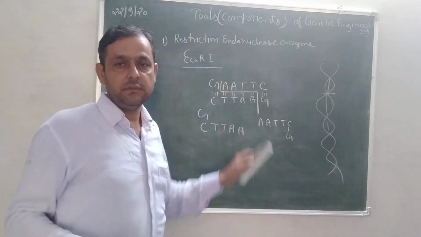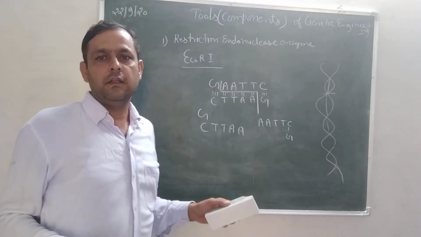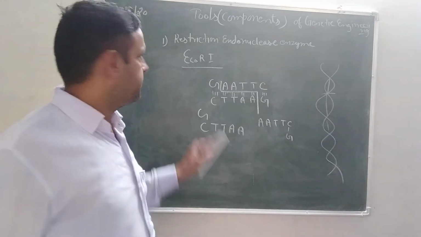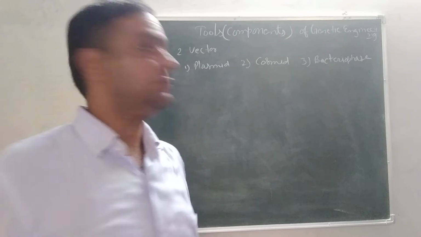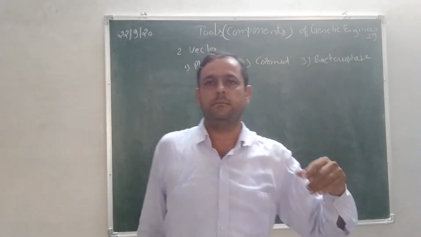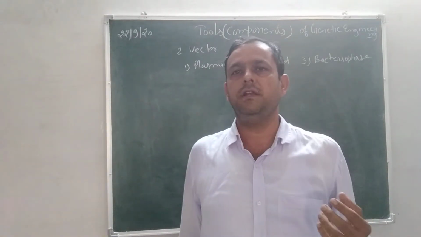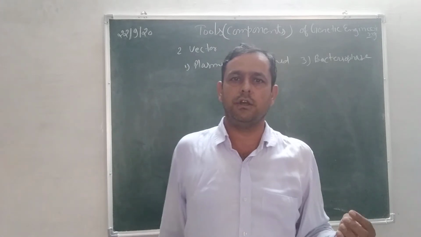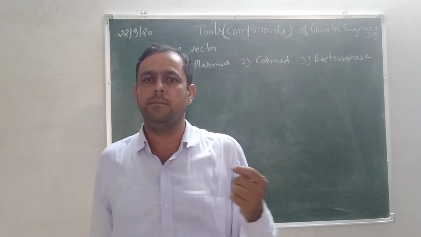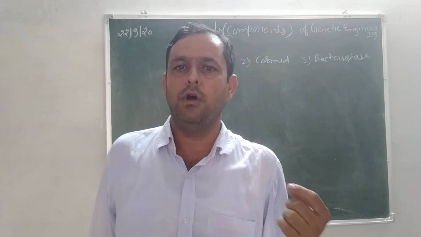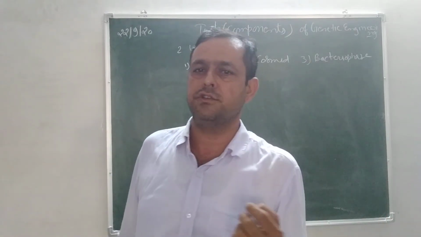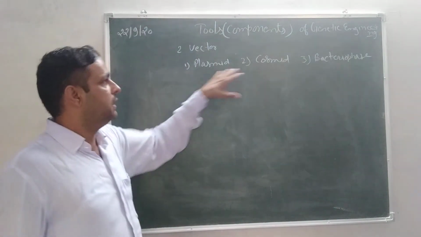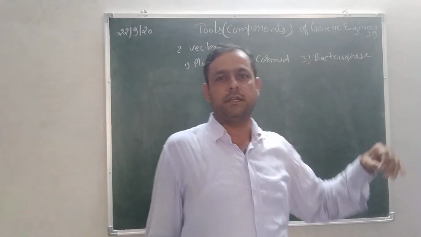Now the second thing is vector. The second topic of tools is vector. Vectors are the medium by which we can obtain rDNA or recombinant DNA. Naturally, both types of vectors can be used in Escherichia coli. The main vectors used in this are plasmid, cosmid, and bacteriophage.